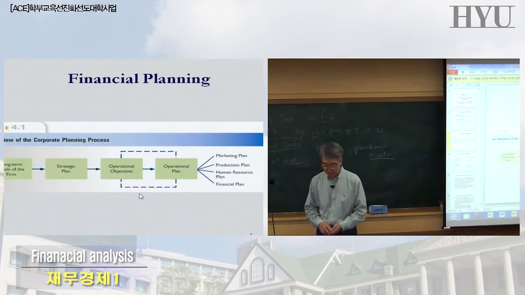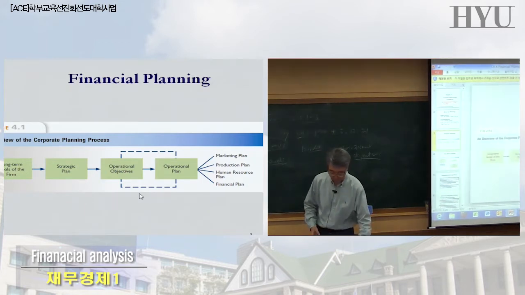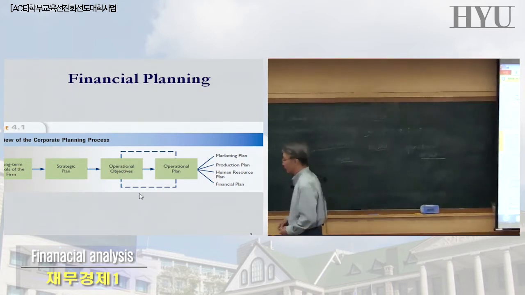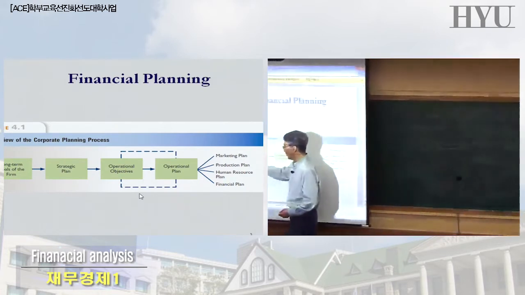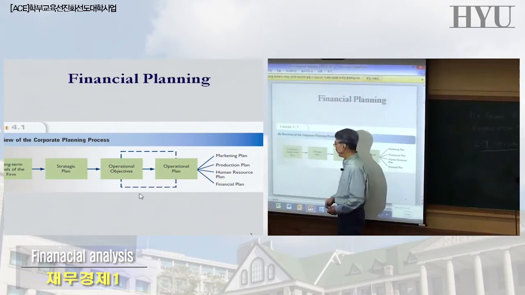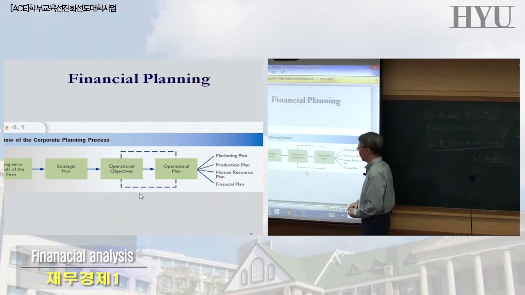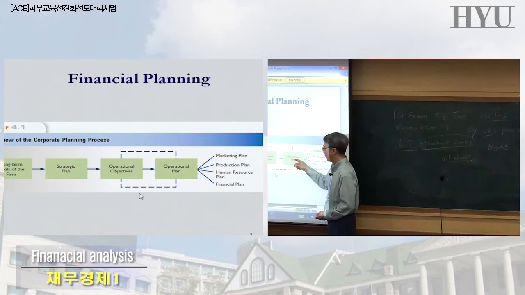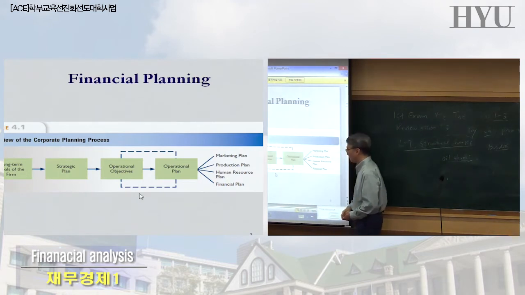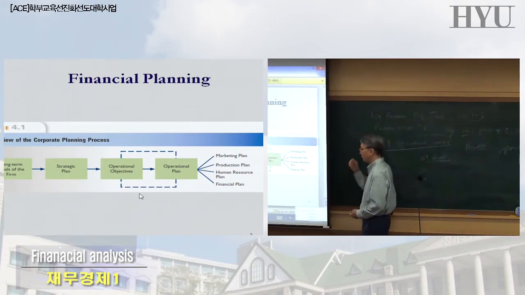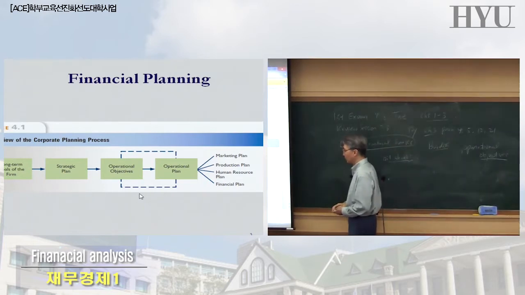So here's a chart out of your textbook, out of your chapter. Starting from the long-term goal of the firm involving strategic planning, and then we have operational objectives. Based on the objectives, you should come up with some detailed plans. What can we do to achieve these objectives? Typically, they have 4 categories: marketing plan, production plan, human resource plan, financial plan.